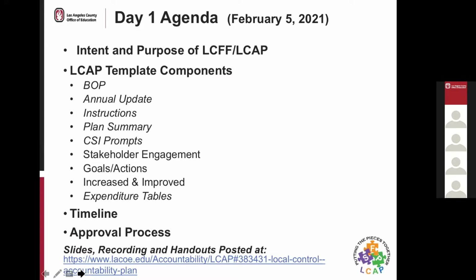What we have up on the screen is the agenda from our last meeting, which was on the 5th. At that time, as you know, we broke this training into two parts, the first part being basics. We went over the LCAP template, all the components of the new template, the timeline, the approval process, and all that information is posted along with the recording, the handouts, on our website. So if you missed it or want to go back, it was a very full agenda. We went over the entire LCAP with all the changes.